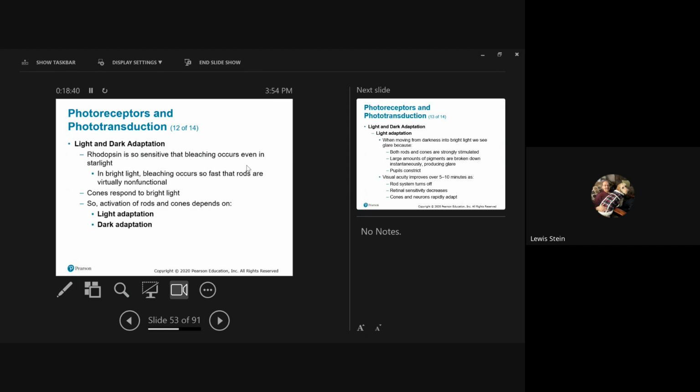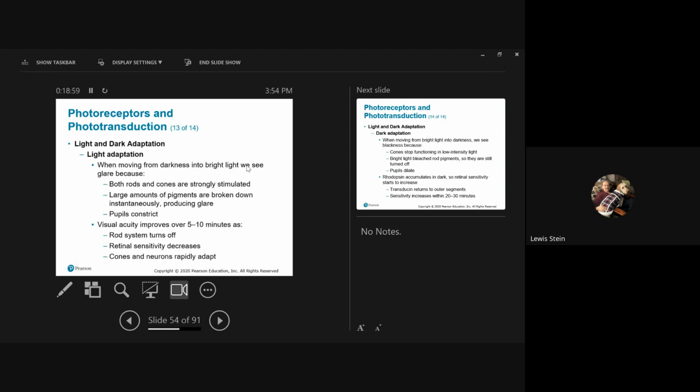So it's very sensitive. The bleaching occurs even in starlight. In bright light, it goes so fast that the rods are virtually non-functional. So it's the cones that respond. Rods are better with limited light. And so rods and cones depend on whether they're adapting to light or adapting to dark.